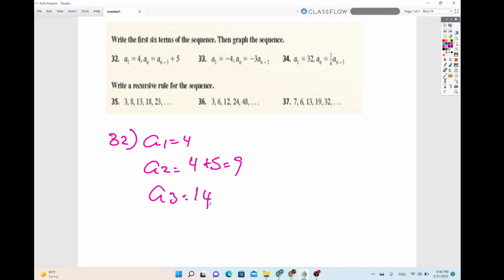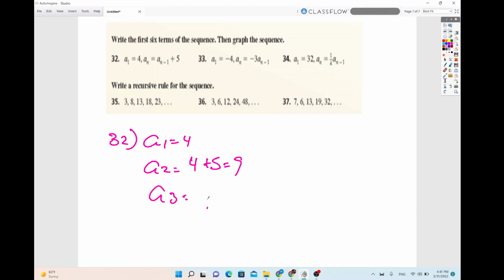Okay, so make sure you apply the right number for this type of situation. Okay. And for a sub 3, I think I did something wrong. For a sub 3, instead of being 14, this one is a sub n minus 1.